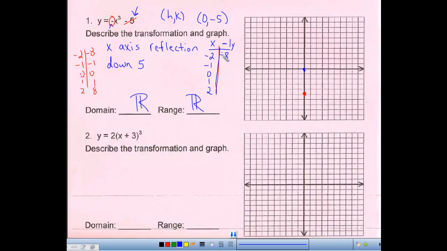Negative 1 times negative 8 is positive 8. Negative 1 times negative 1 is positive 1. 0, negative 1, and negative 8. So let's graph these new points. Starting from our red dot, our new origin, out negative 2 and up 8. Negative 1 up 1. Out 0 up 0. Out 1 down negative 1. To the right 1 down negative 1. To the right 2 down negative 8.